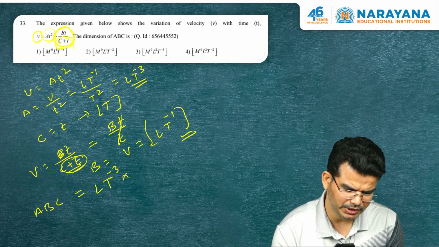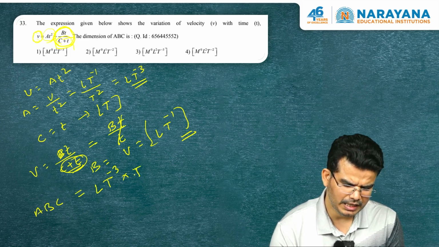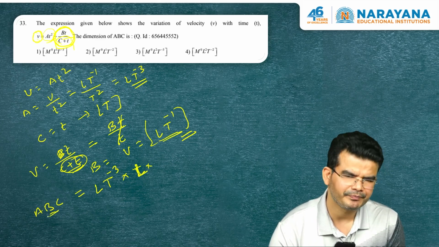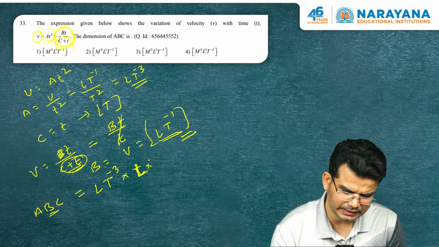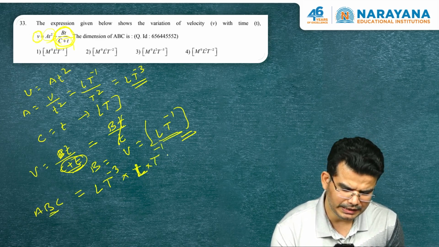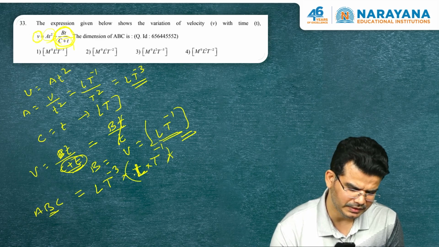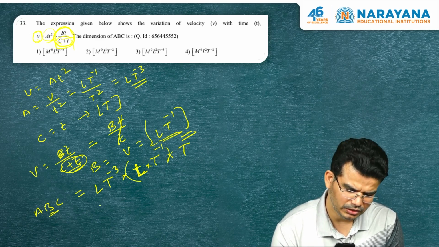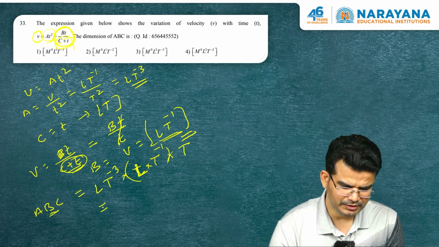What is the dimension of B? Sorry, the dimension of B is L t minus 1. Let us write the dimension of B. Dimension of B is L t minus 1, and the dimension of C is how much? Simply t. Okay. So what are we getting? Just check.